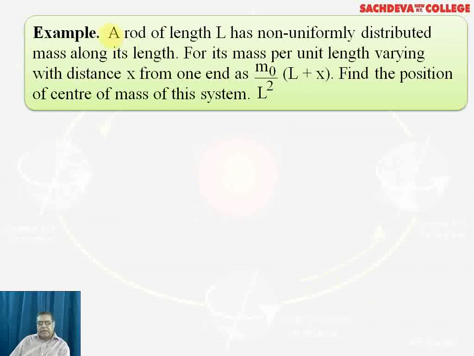Now we come to another example. A rod of length L has non-uniformly distributed mass along its length. So the whole length is L, but the mass is not uniform. Its mass per unit length varies with distance x from one end as m naught over L squared into (L plus x). Find the position of the center of mass of this system. So here the whole length of the rod is L, but the mass is non-uniformly distributed, not equally distributed.